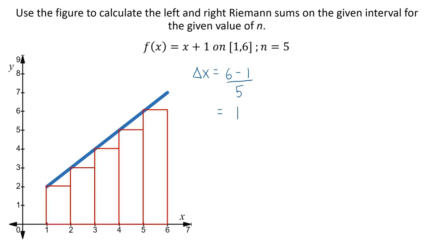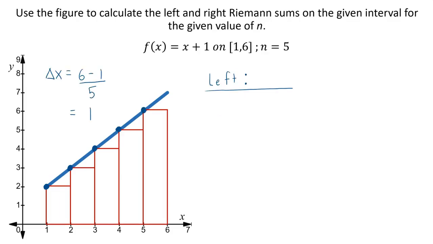So here I've set up our rectangles for our left Riemann sum. The height of the first rectangle will be f of 1. The height of the second rectangle will be f of 2. The third, f of 3. The fourth, f of 4. And the fifth, f of 5. So our left Riemann sum will be delta x multiplied by the sum of each of these function values. And that will give us the sum of all the areas of our rectangles.